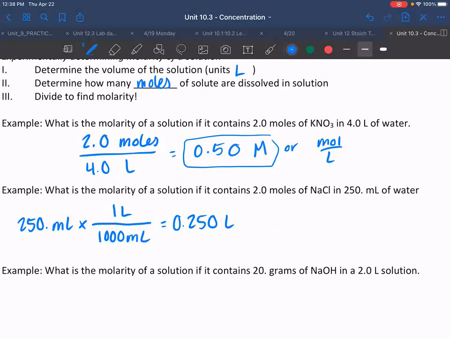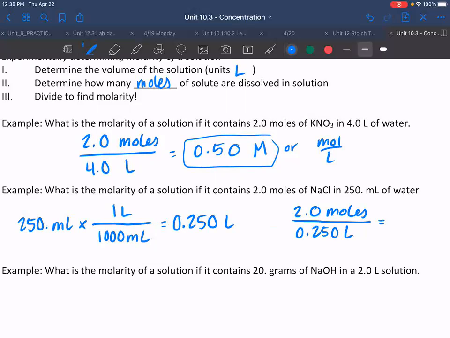So you can just move the decimal 3 places to the left. If you're in mL, I'm okay with that, but I just remind you guys why we can do this is because of those conversions here. Now, all that's left is putting our moles over our liters.